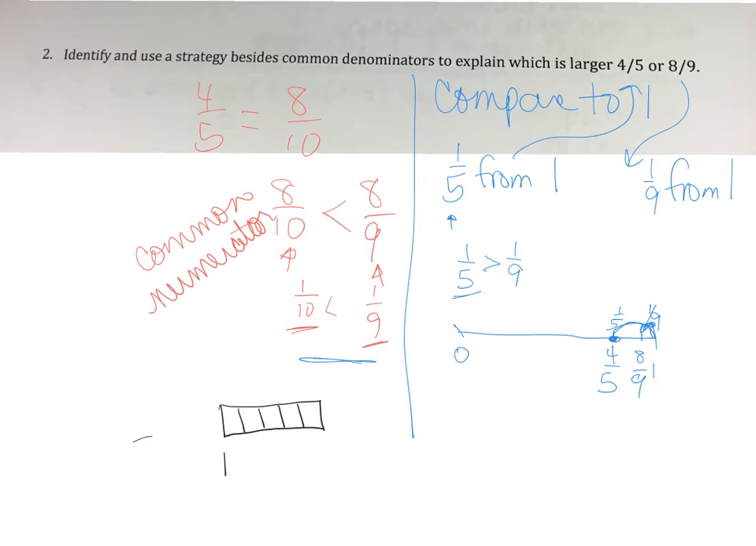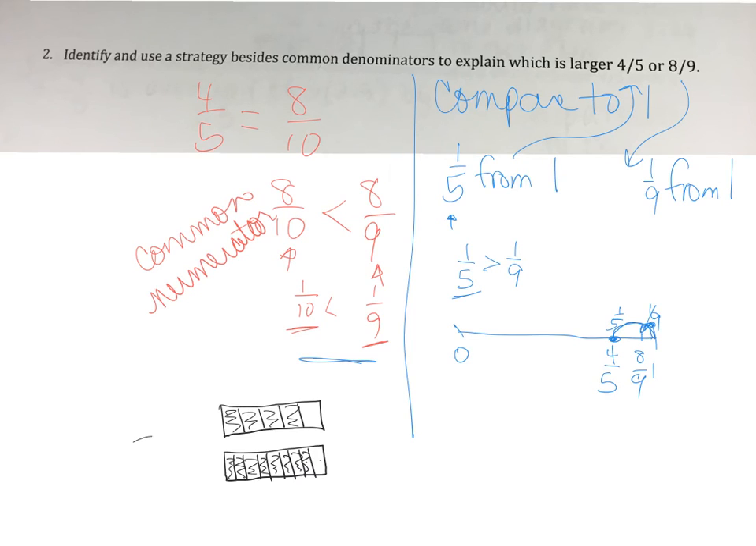And if we were really precise, which I'm not, but I'm going to try to be better than usual. 1, 2, 3, 4, 5, 6, 7, 8. So 1, 2, 3, 4, 5, 6, 7, 8, 9. Okay, so 4/5 and 8/9. I mean, look at how close those are.